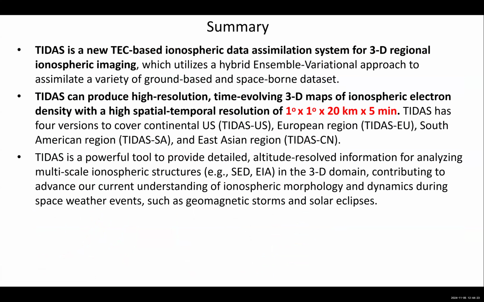Okay, here's my summary. TIDAS is a new TEC-based ionospheric data assimilation system for 3D regional ionospheric imaging that utilizes a hybrid ensemble variational approach to do data assimilation. TIDAS can provide time-evolving three-dimensional maps of ionospheric electron density distribution. The grid size has a high resolution of 1 degree by 1 degree by 20 kilometers and 5 minutes. So far, TIDAS has 4 versions targeting different regions: over the continental US, over Europe, over South America, and the East Asian region.